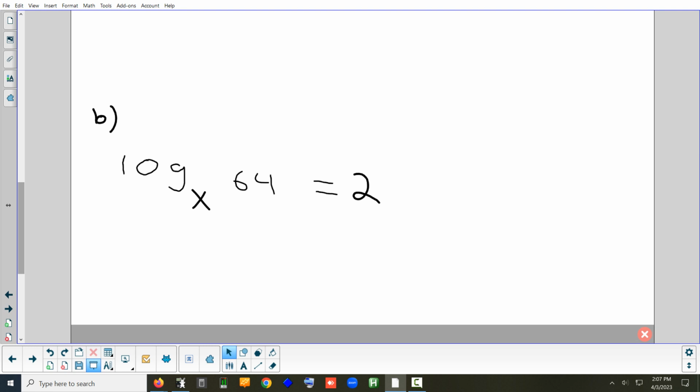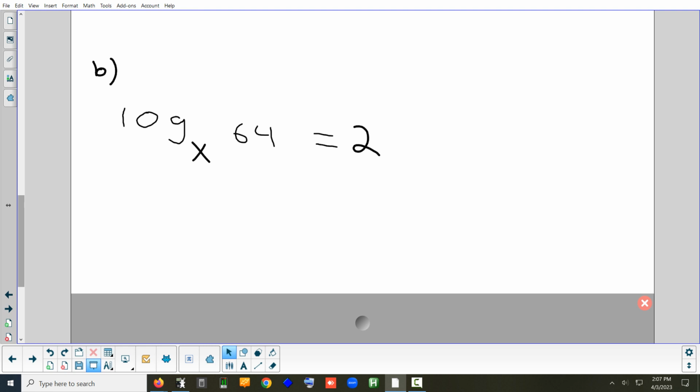Sorry, did you say that? So we're trying to change this into... Yeah, we're trying to change it into exponential form. So whatever one you want to get first is fine, but you need the base, you need the argument, and you need what goes on the other side. So can you tell me what this would be in exponential form?